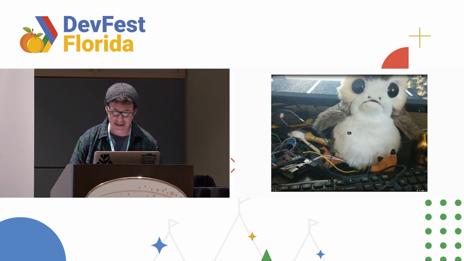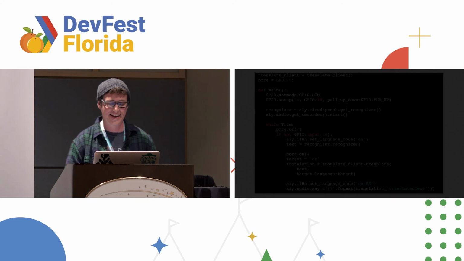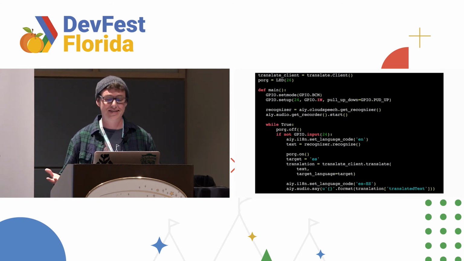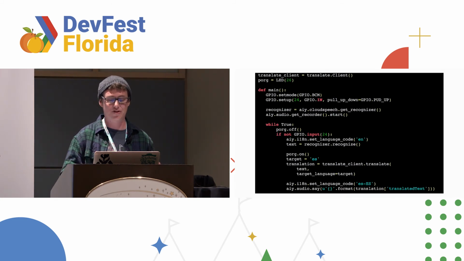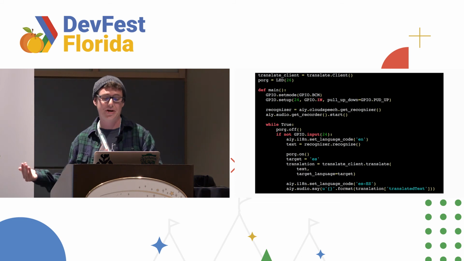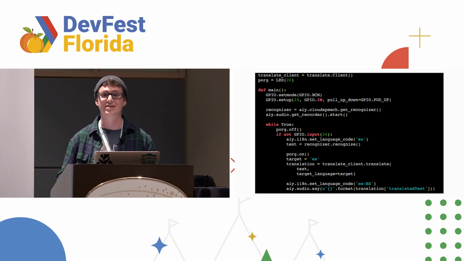Let me grab my mouse back here. Just to show how easy it is to actually use the Google Cloud for translating, I put the code for the Porg toy using Google's Python wrapper library for the REST API. A lot of this code is related to the electronic side of things and the AIY Voice Kit for interacting with the microphone and speakers.